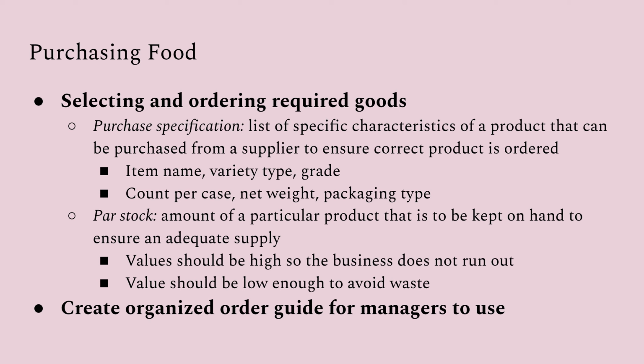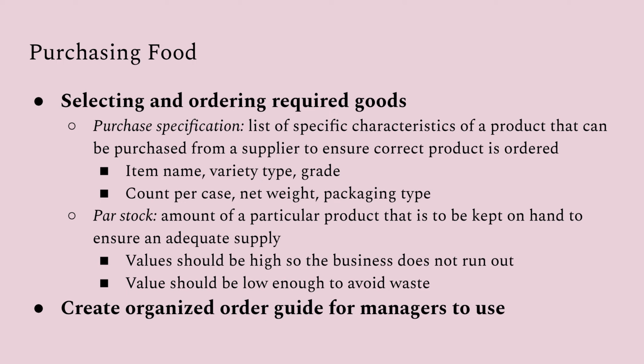This will include an item name, variety type, grade, and then how it comes, how it's sold, the count per case, and net weight, packaging type, all of that information, so the business can ensure that they're ordering more or less the same product each time.